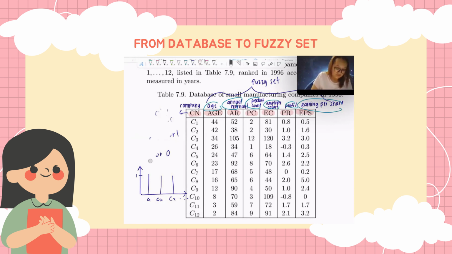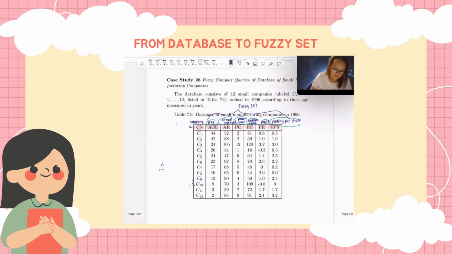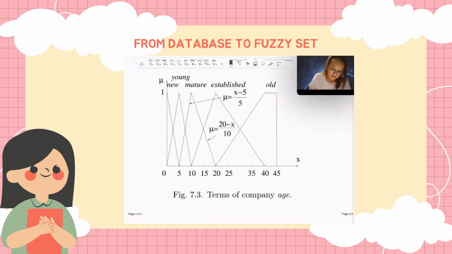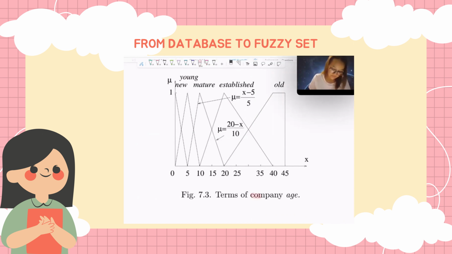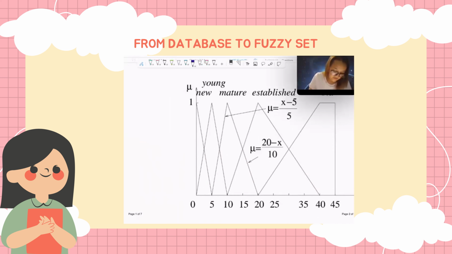So let's look at the age fuzzy set. This is the fuzzy set table for company age, and we can see that the membership function is between 0 and 1. By using this fuzzy set, we can look at all of the company ages, and we can see how it moves. And here we can see a triangle fuzzy set, and a trapezium fuzzy set here. And this is for the triangles.